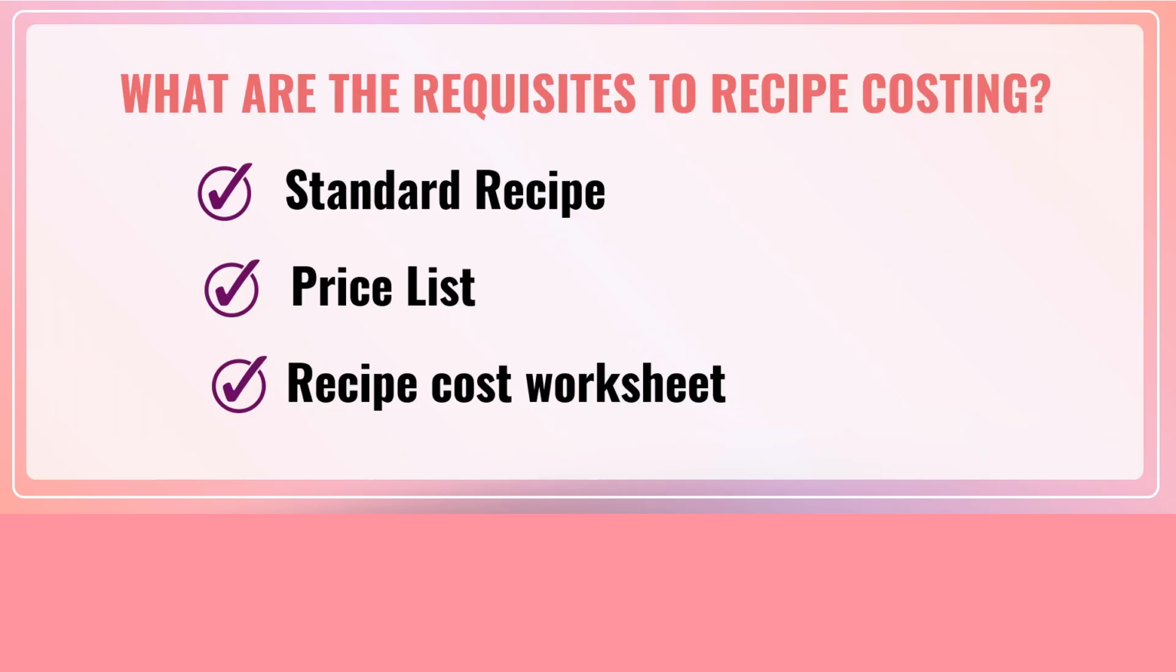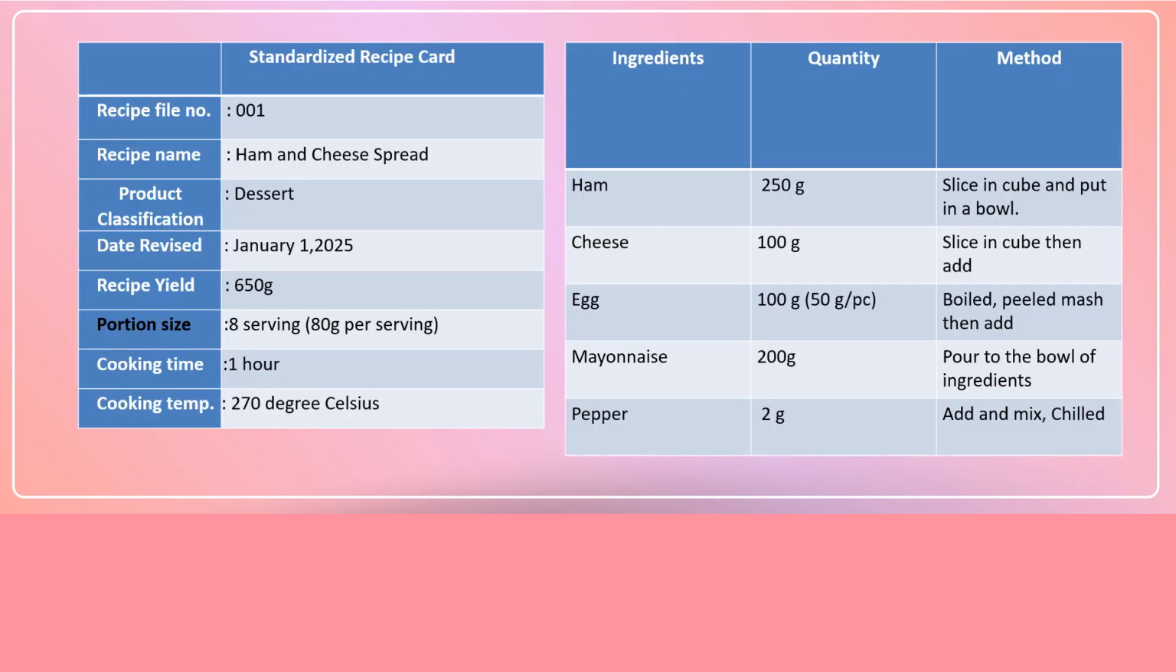For us to compute the recipe cost, we will be needing a standardized recipe, a price list, and a recipe cost worksheet. I have here an example of a standardized recipe. It has recipe file number, recipe name, product classification, date revised, recipe yield, portion size, cooking time, and cooking temperature. And three columns for ingredients, quantity, and the method. This is the format for the standardized recipe.